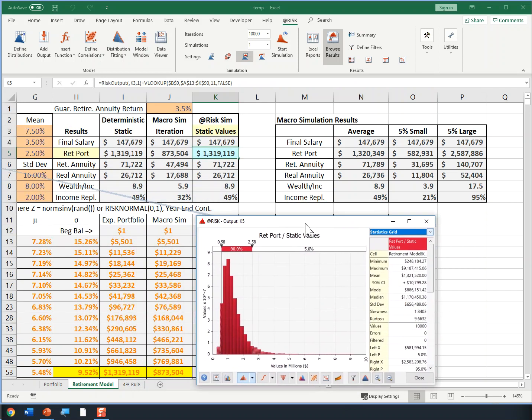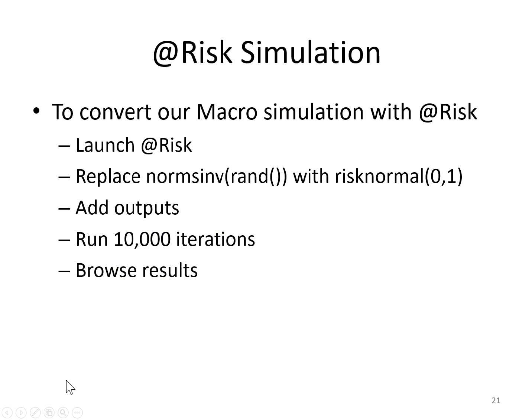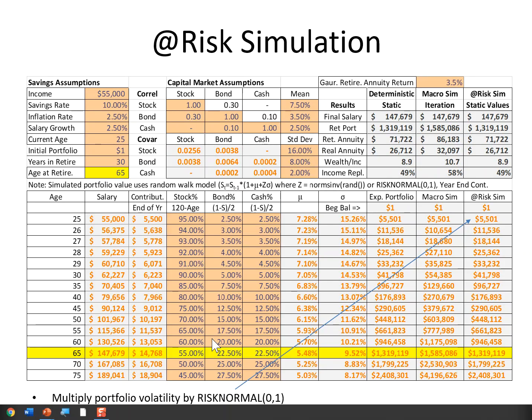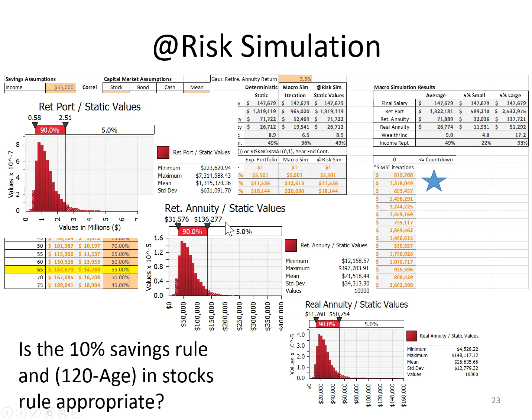There's my graph. And where'd that go? Let's get that again. I'm going to click on this cell, hit Browse Results, and pull up my graph. Well, looks like my graph went off my screen, but let me show you what it shows. If I look at the portfolio values and I click on a 90% confidence interval, in other words 5% in each tail, it tells me the portfolio value, this cell here, has a mean of $1.3 million.